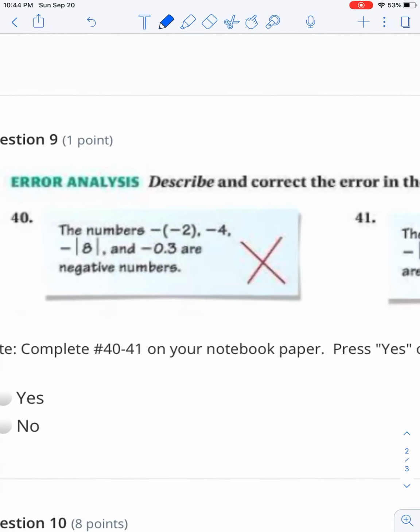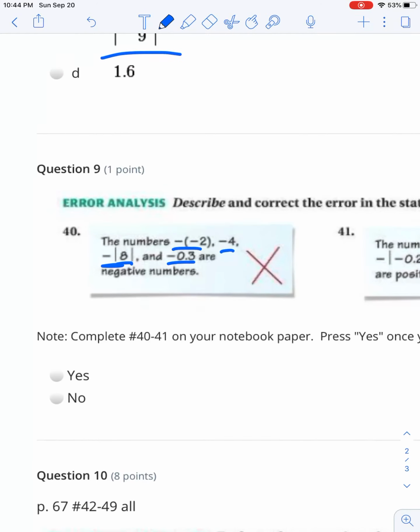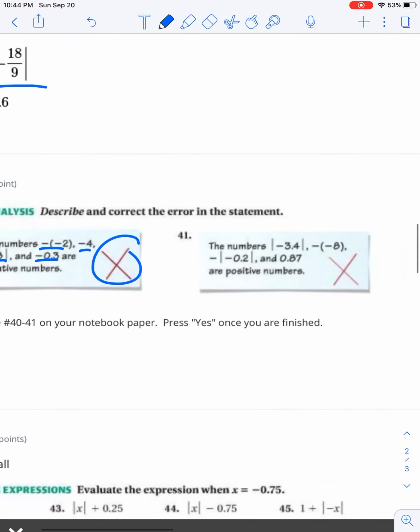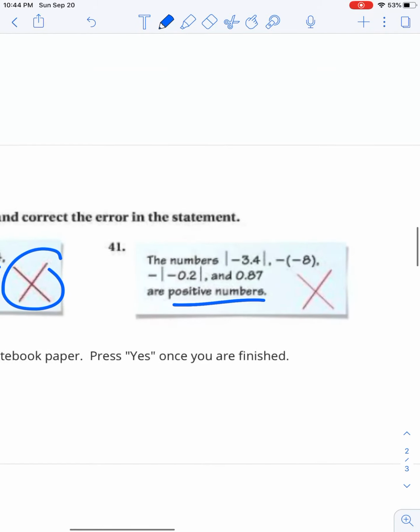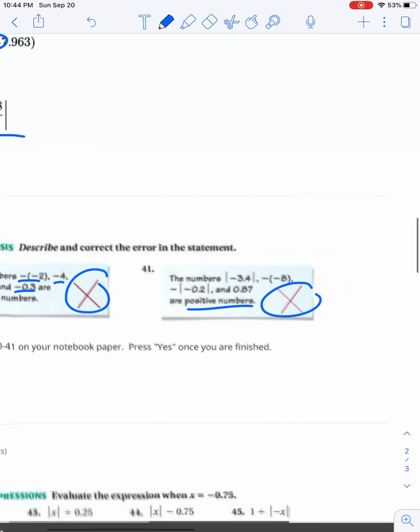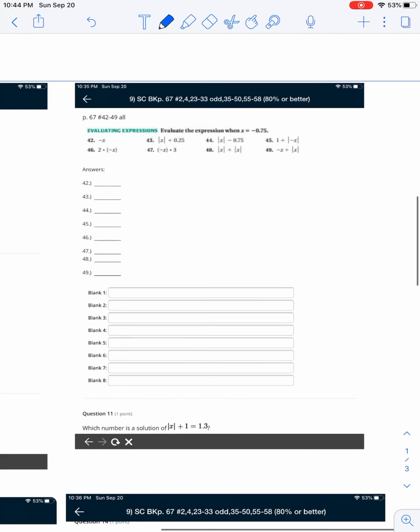As you look at number 40, it says, given all these numbers, they're all supposed to be negative. Well, that first one is negative of negative 2, so you may have to simplify that a little bit. What about negative 4? Or if you take the absolute value of 8 and then you make it negative, okay, or negative 0.3. So if you simplify all those, whenever there's the big red X, it means that something is not true, and then you're going to find out that one of them is not a negative number. So which one is it? Same idea for 41. All of them are positive numbers, it's saying, but it's wrong, so one of them must be negative. Which of those in 41 is going to be the one that's negative, okay?